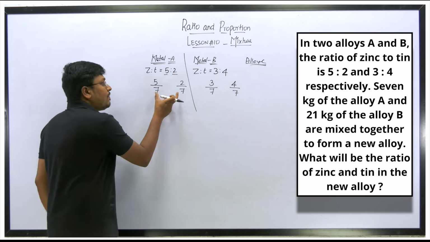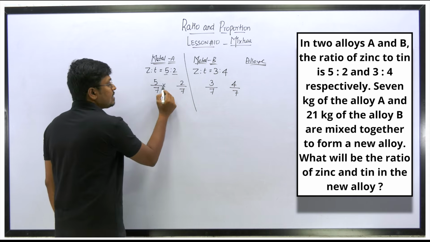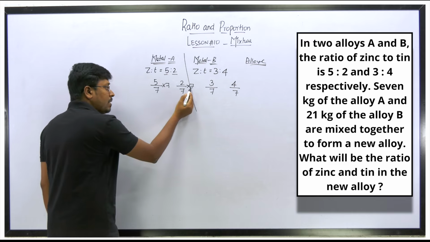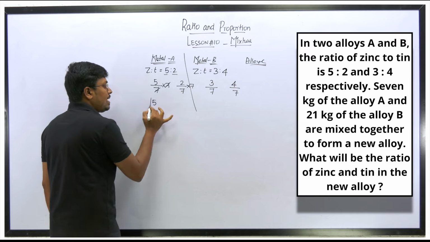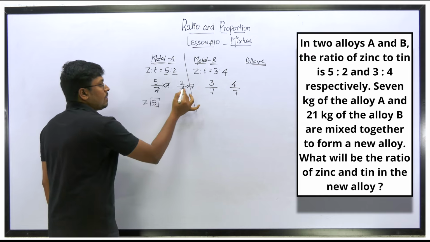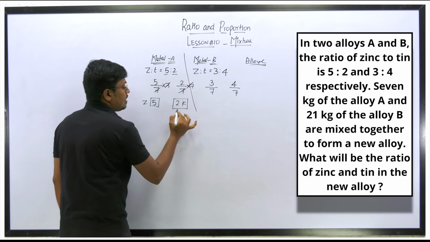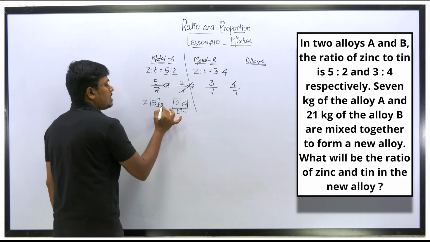Now, in the first alloy, how many kg has been taken? 7 kg. So out of this 7 kg, similarly 7 kg is the total of zinc and tin. So cancel it. Now 5 kg of zinc. And cancel, 2 kg of alloy, that is tin, right? So 2 kg of tin and 5 kg of zinc.